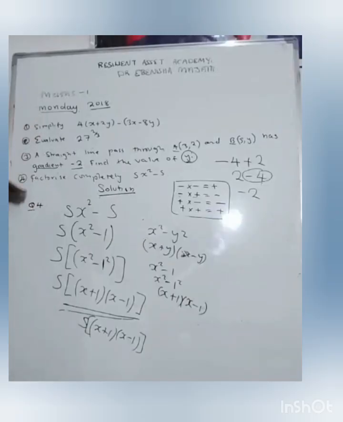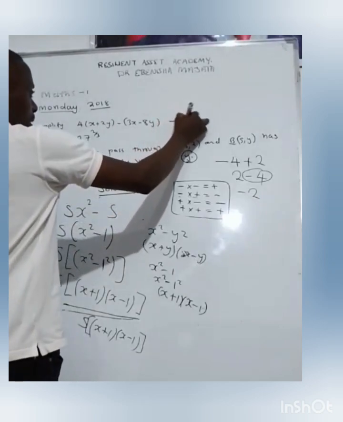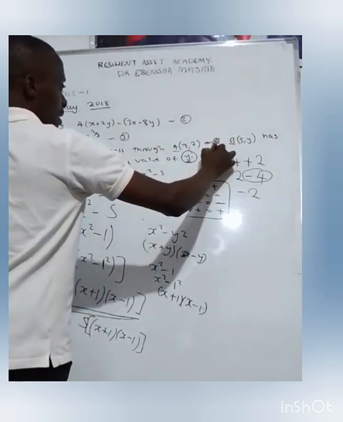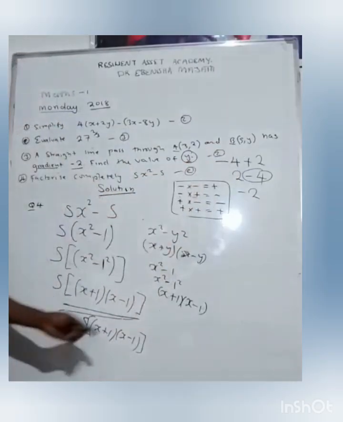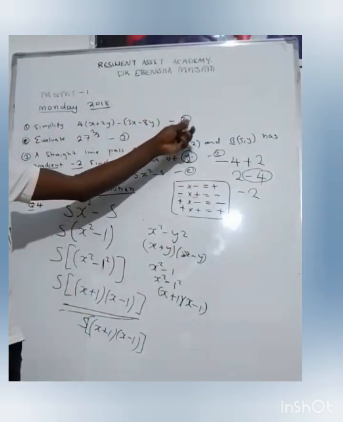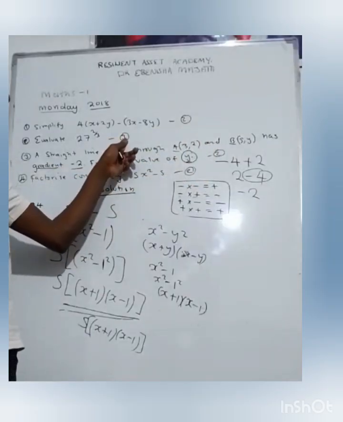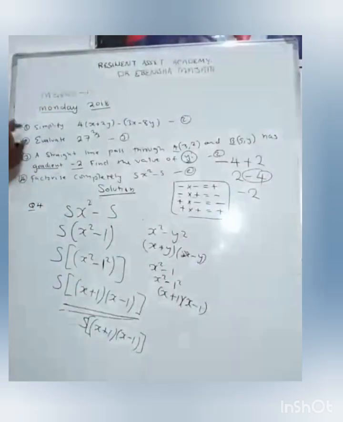So let me summarize what we've done here, for the sake of those that joined late. These are the first 4 questions that came in 2018, paper 1, mathematics. The first question was to simplify this. The second question was to evaluate. The third question was to find the value of 1. And the last one was to factorize, of course.